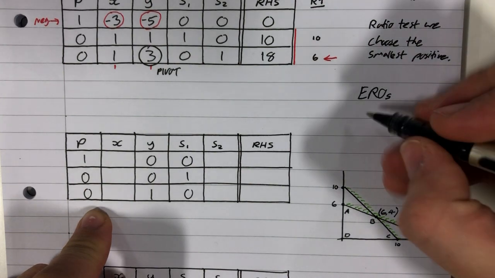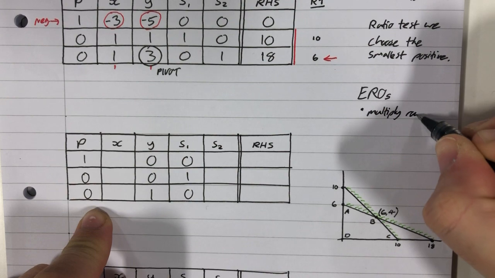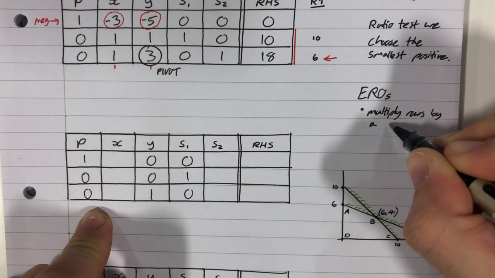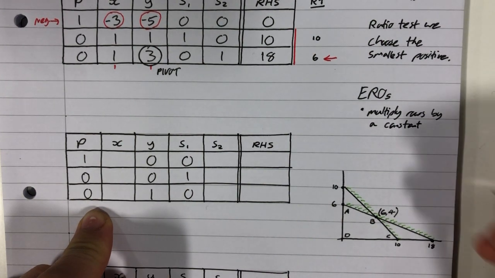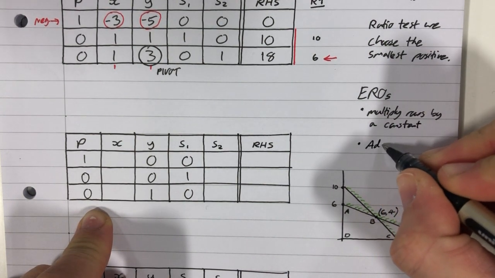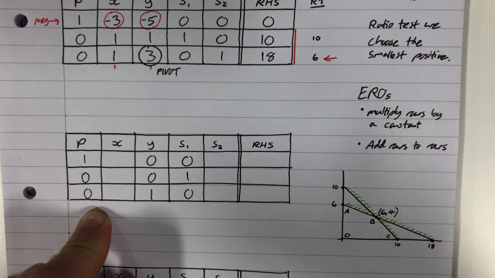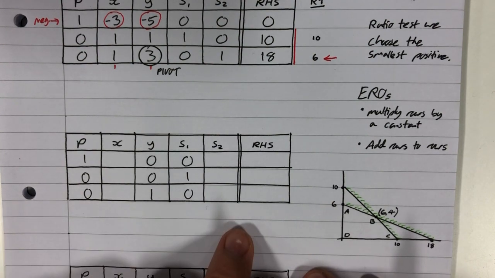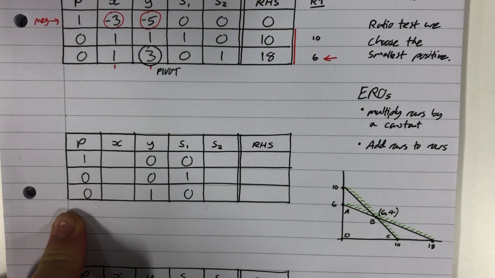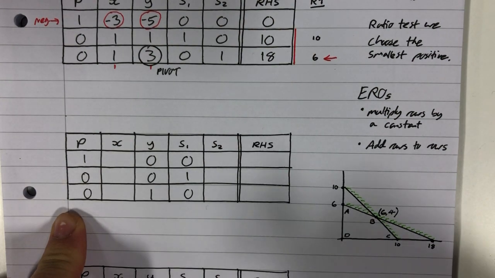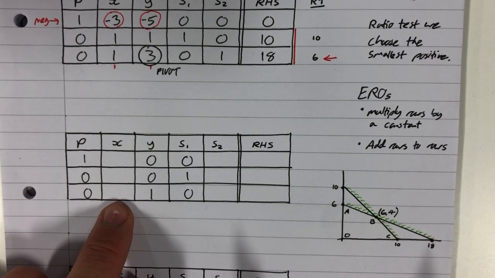Now, the EROs that we use are we can multiply rows by a constant, which is obviously allowed because each row just represents an equation, so that's fine. And we can add rows to rows, which again, thinking about what these represent, they are just equations. So again, this is completely allowed. So those are the 2 EROs we're going to be using. There is another ERO where you can swap rows, but you don't need that for Simplex.